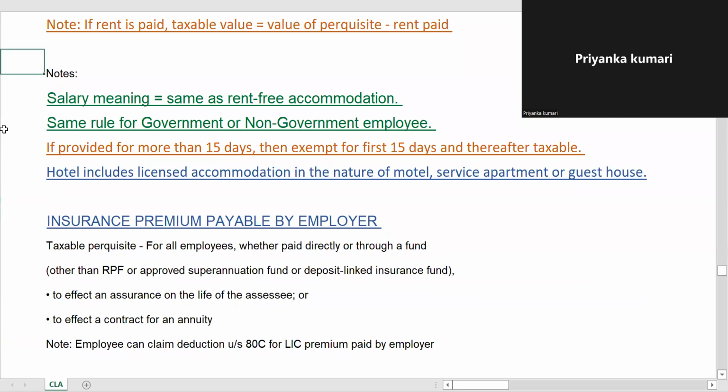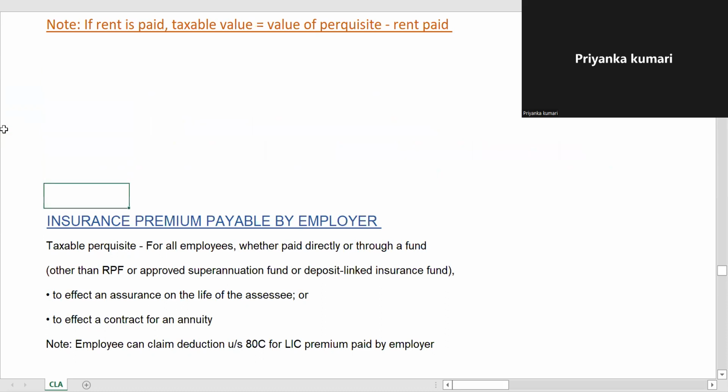Right? So I think here we can complete today's class. We'll continue from insurance premium payable by employer. This is where we have to continue going forward. Insurance premium payable by employer. Okay. Perquisite in respect of insurance premium payable by employer. This is where we will continue from next class.